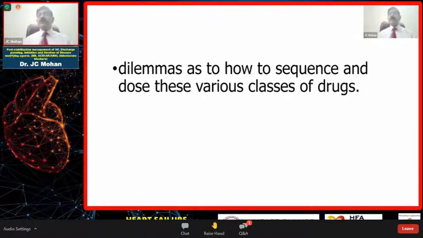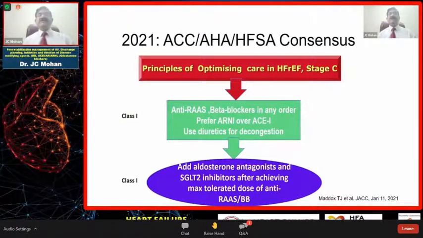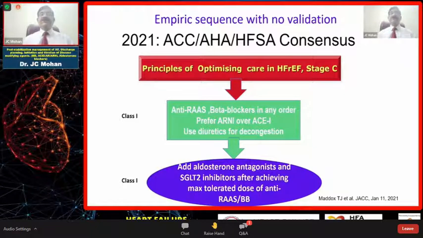Now that we have talked about all classes of drugs, the ACC-HFSA consensus 2021 suggests that after you have stabilized the patient, you should start with anti-RAS agents and beta blockers in any order you prefer. Prefer ARNI or ACE inhibitor, and use diuretics for decongestion, which we haven't talked about. Of course, diuretics are not disease-modifying agents, and you can use them depending on the requirement. Clinical congestion should be the criterion. Sometimes people also use subclinical congestion as a criterion. Then these guidelines say that after you have given the maximal tolerated dose of anti-RAS agents and beta blockers, you can go on to aldosterone antagonists and SGLT2 inhibitors. This is one way of looking at it, and this is an empiric sequence with no validation.